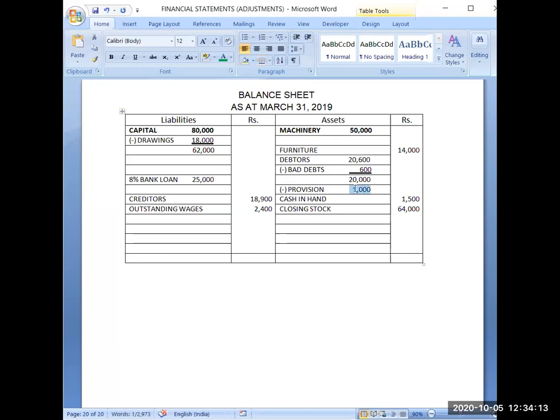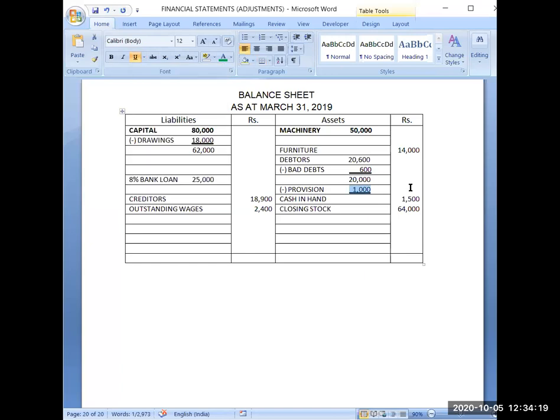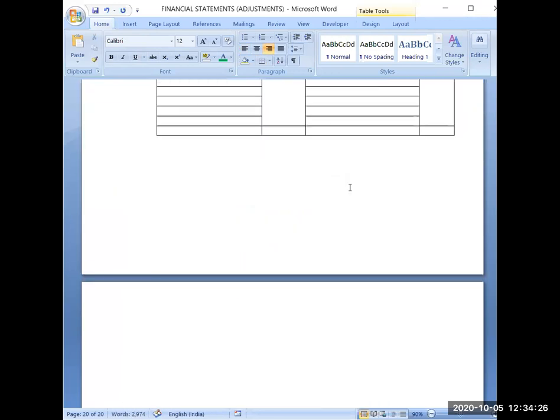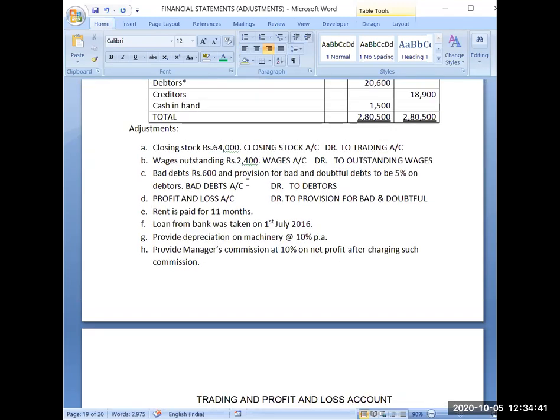That I will again deduct here. And 20,000 minus 1,000, the final amount of debtors will be now 19,000. The same amount of provision for bad debts I will be writing in profit and loss as 1,000. So you should be clear that I have to adjust only 1,000, not 19,000. This way we have completed this third adjustment.